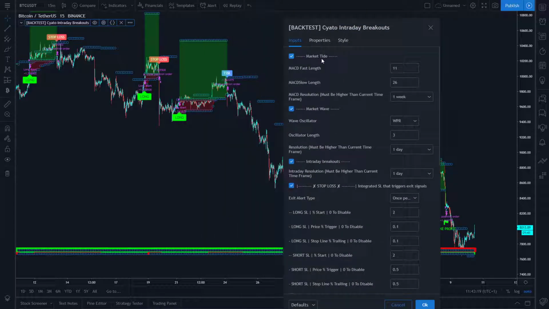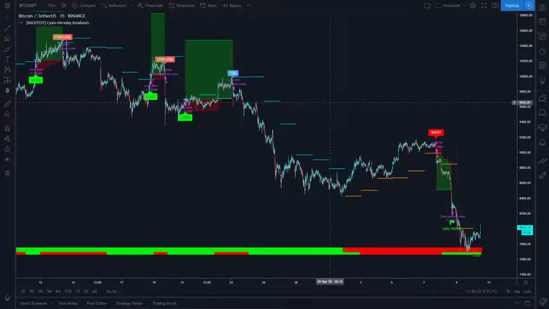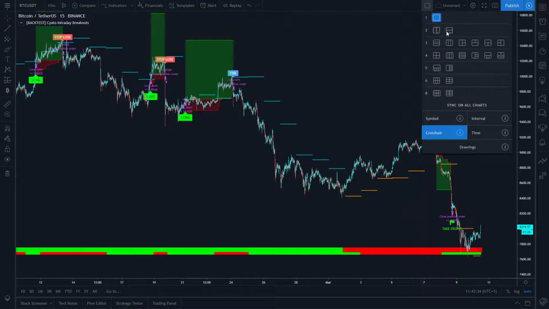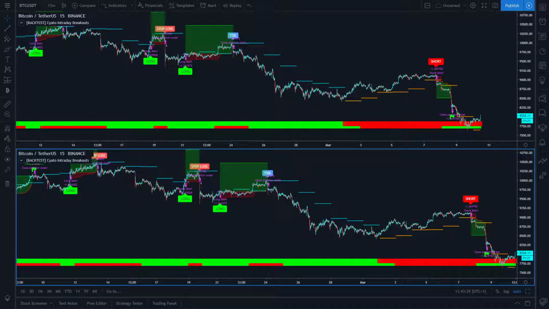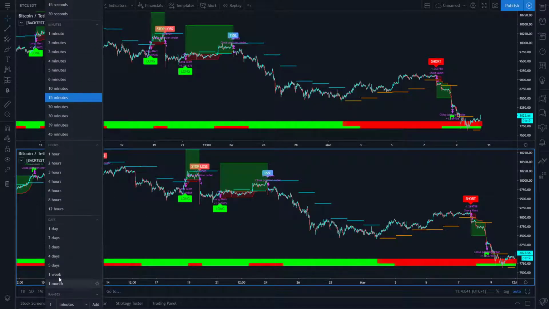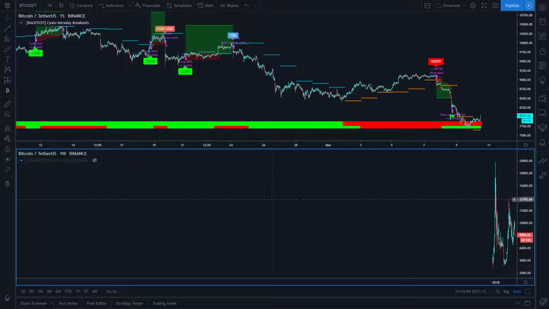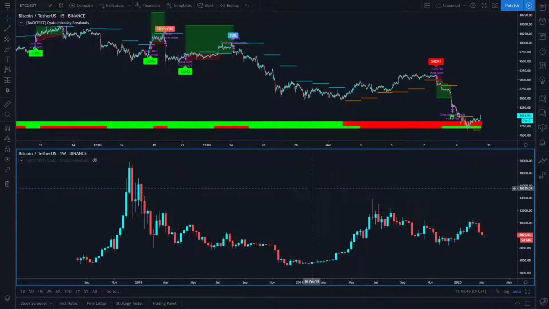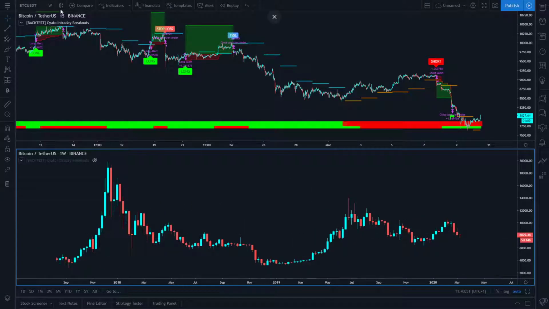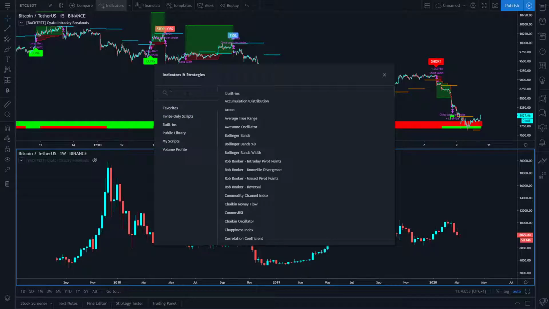So the first thing is market tide. It is in fact a MACD on a higher time frame chart. So in the weekly, I'm going to add another layout to show you. Okay, so at the bottom we have the weekly chart of Bitcoin, and we are going to add the MACD indicator.